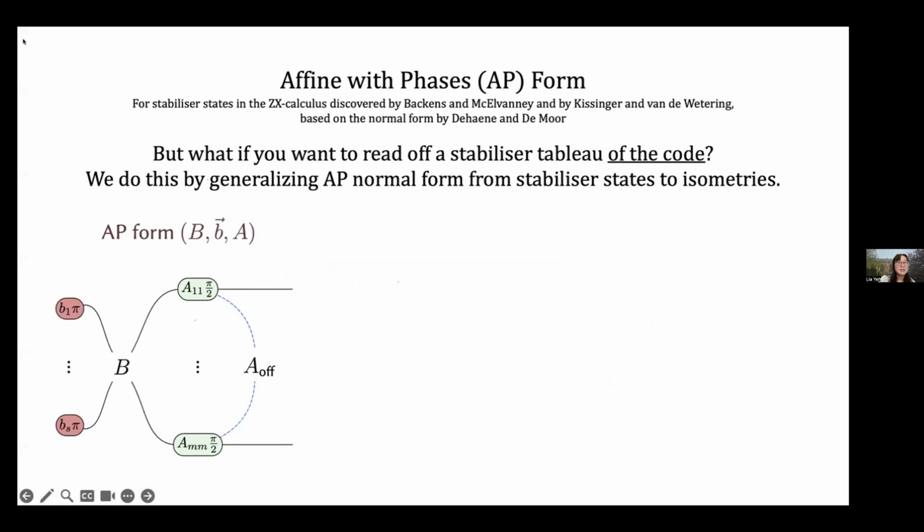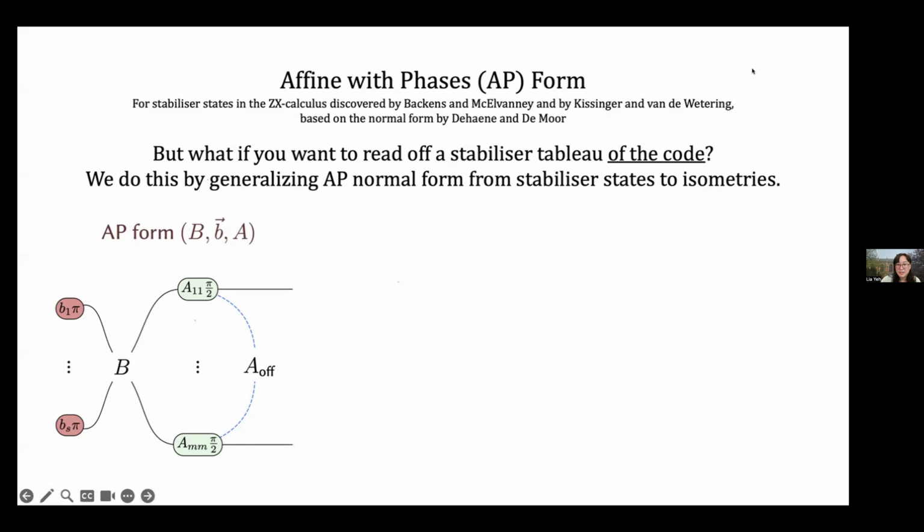We looked at the other main one of the 2 classes of ZX calculus normal forms for the stabilizer fragment, called affine with phases form. So this form, I guess, is lesser used in the quantum error correction literature because the former of the forms is well known with graph codes. So this form is for stabilizer states in the ZX calculus. For ZX calculus, it was independently discovered by both Backens and McElvanney and by Kissinger and van de Wetering. And it's based on the normal form representation for states, but with bracket notation, by Dehaene and De Moor before that.